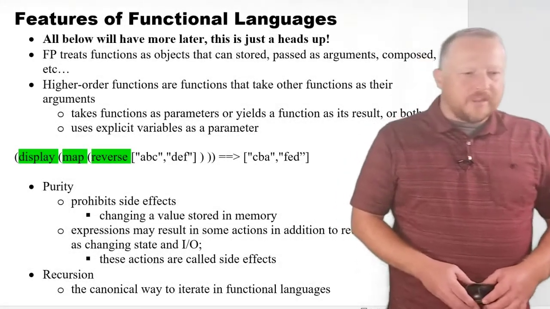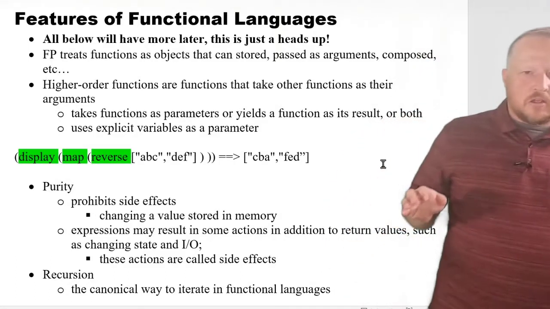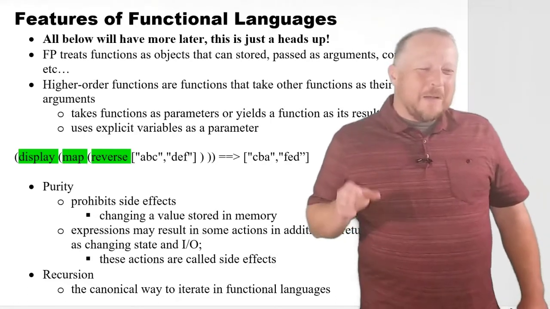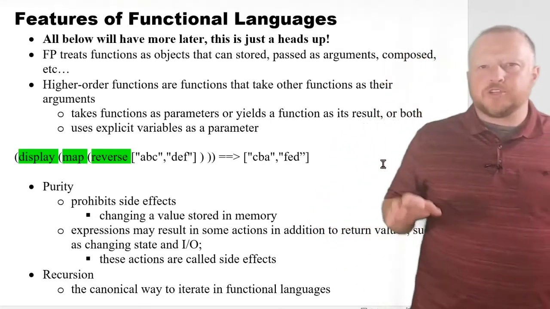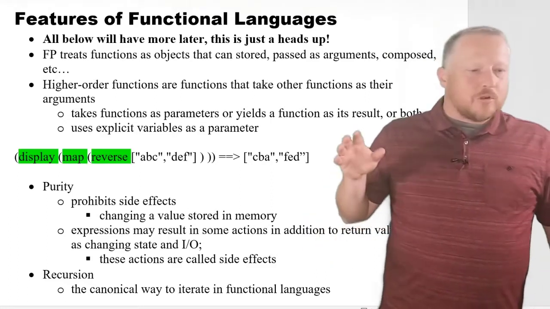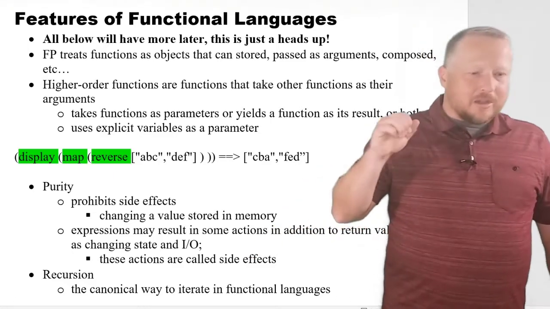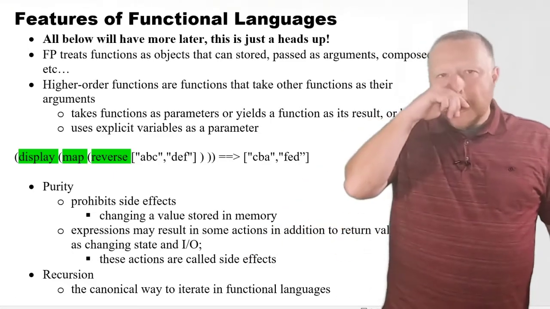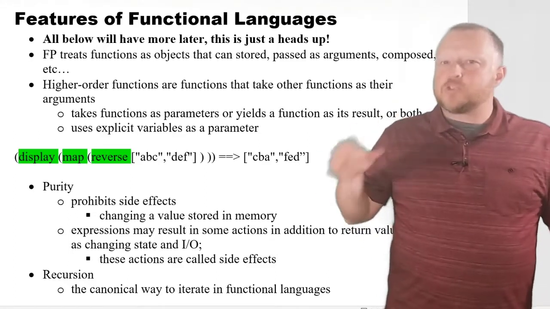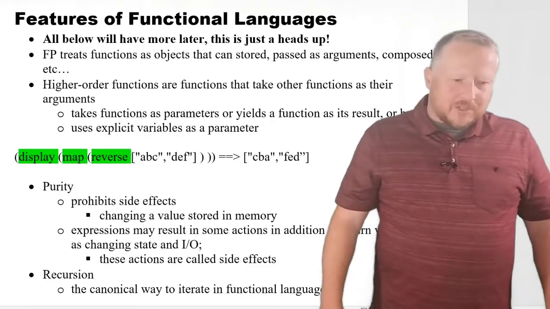So here are some of the features of a functional language. Now there's three good ones and then there's one you're going to hate. So the first is that functional languages treat functions as objects or variables or something of that nature. They can be passed around, they can be composed, they can be used as arguments, stored. These are all things that functional languages focus on, again, is the function itself. So think of a function as a variable itself.